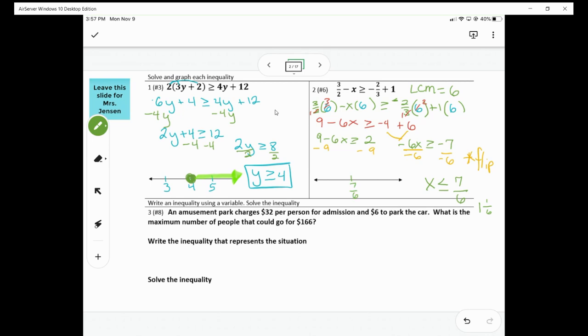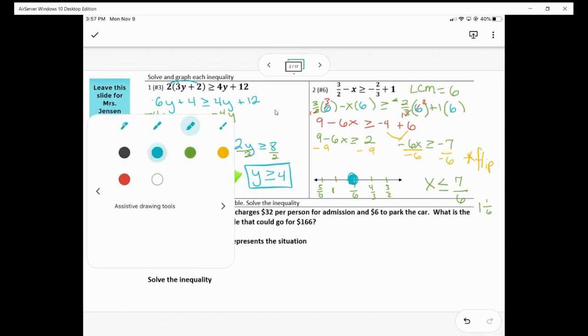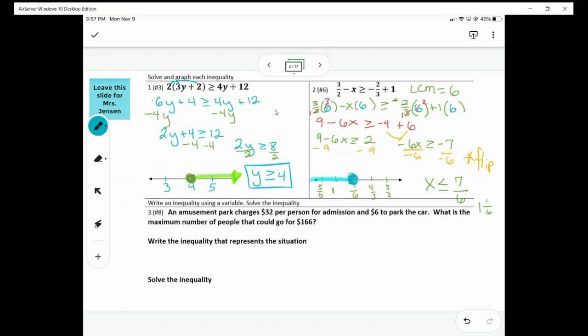So put 7/6 in the middle, or just use 0, 1, 2, and then estimate where 7/6 would be. Or you can go up in increments of 1/6. So we'd have 8/6, which is 4/3. 9/6, which is 3/2. 6/6, which is 1. And 5/6. So this would be closed or filled in at 7/6 because it can equal. And it's all values less than because we flipped that inequality symbol, so we shade to the left.